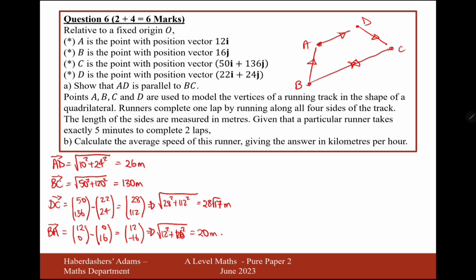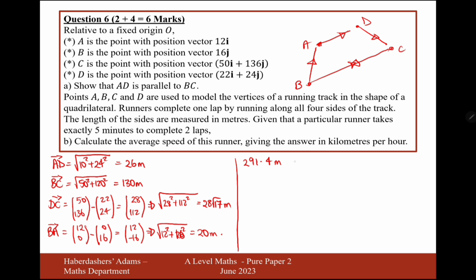So let's add all of these up together. So it's 26 add 130, add 28 root 17, add 20. Whoops, that 20 went inside the square root, which you shouldn't do. Add 20, so 291.4 meters.